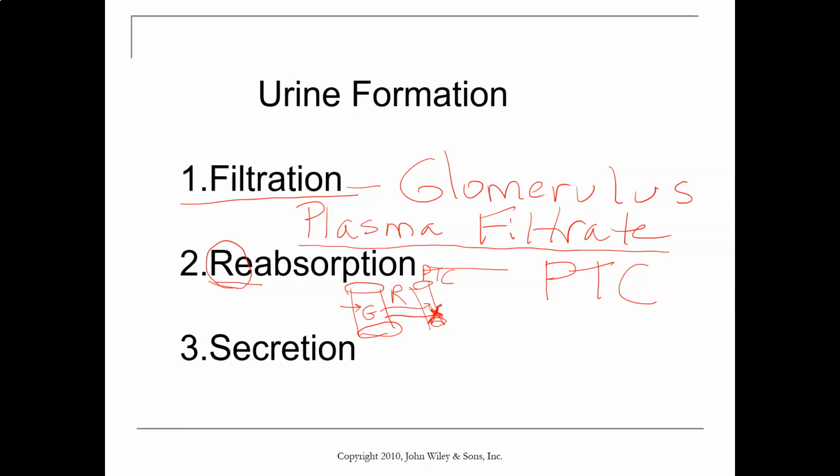You can move things out of your peritubular capillaries into your kidney tubule. This is the kidney tubule here. And that's called secretion. So secretion and reabsorption are the two big functions of the peritubular capillaries. Okay, and this is occurring, reabsorption and secretion, not in the glomerular capsule, that's where filtration is happening, but the rest of the kidney tubule: the proximal convoluted tubule, the loop of Henle, distal convoluted tubule, and collecting duct.